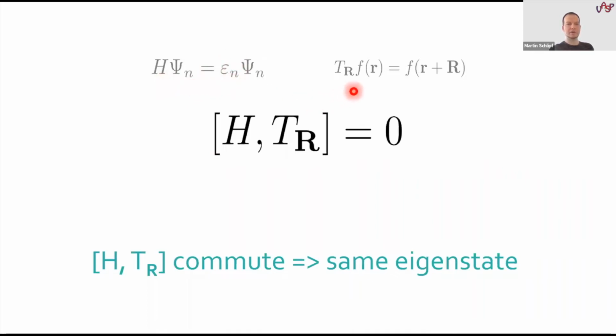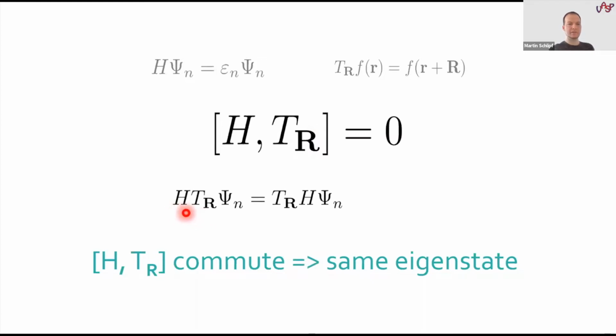The translational operator, if you apply it to a function, just translates this function by this real space lattice vector. And now we can show that if the Hamiltonian and the translational operator commute, then the translated orbital has the same eigenvalue.